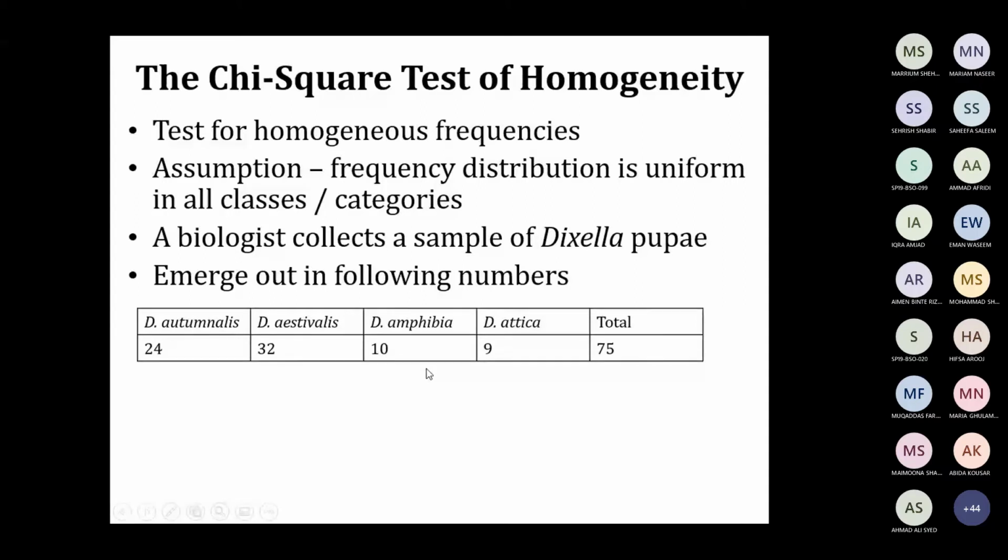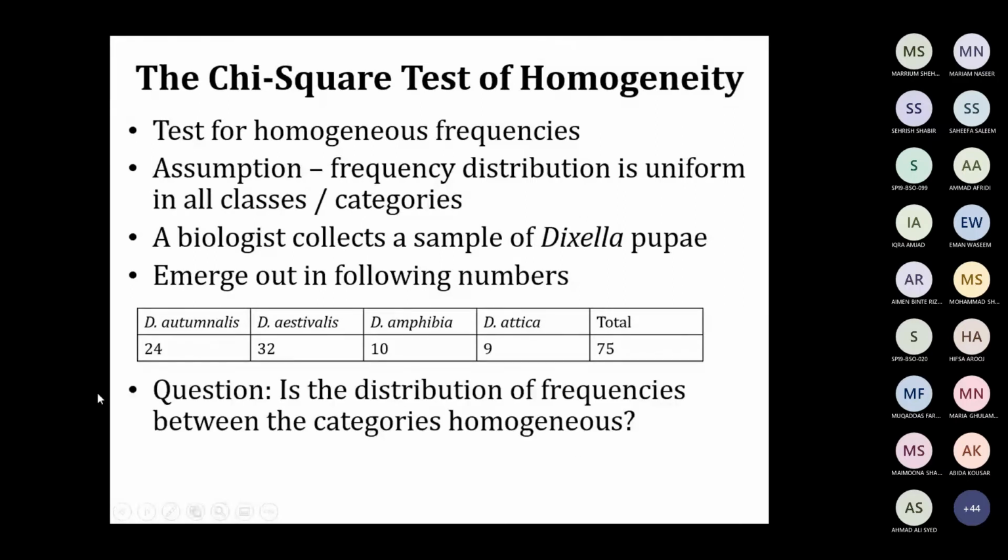Why are we applying the chi-square test of homogeneity? Because we want to check whether the distribution frequencies between the categories are homogeneous or not. And why are we considering them homogeneous? Because either we don't have a previous record, or the distribution is uniform. So there can be two possibilities: either the distribution is uniform, or we don't have any previous information about the species composition. Therefore we are going to use the chi-square test of homogeneity, and we are going to check whether these differences that we see in these frequencies are significant or not.